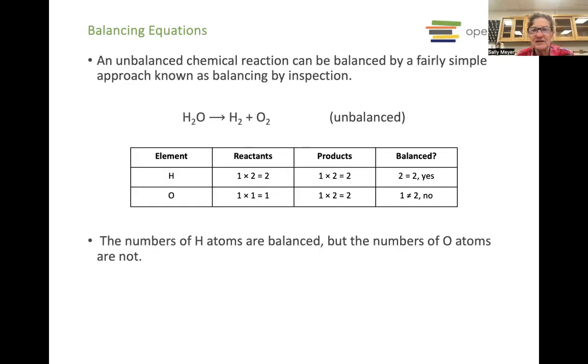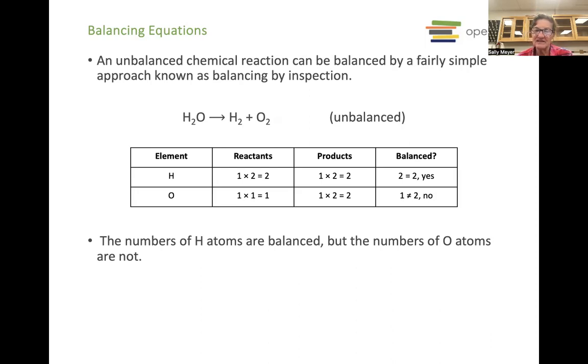So if we have another unbalanced chemical reaction, it can be balanced by a fairly simple approach, just by inspection. So when we look at it, we have water on the reactant side, hydrogen and oxygen on the product side. When we want to balance that, we have, let's see, hydrogen 1 times 2 because each water molecule has 2 hydrogens, gives you 2 hydrogen on the reactant side. On the product side, each hydrogen gives you 2. So the hydrogen is balanced, yes.